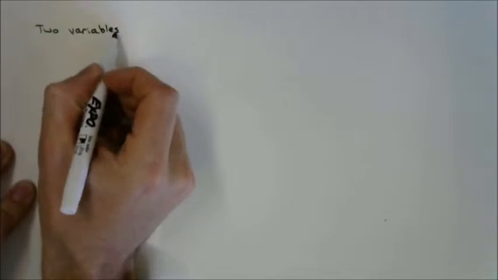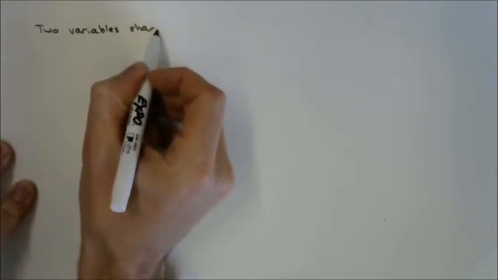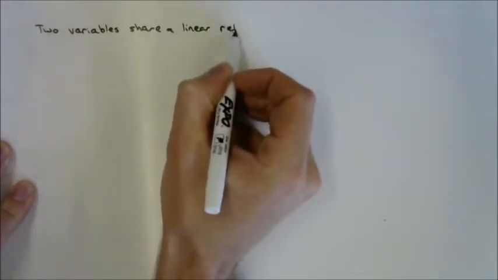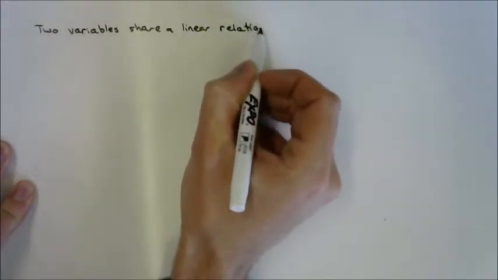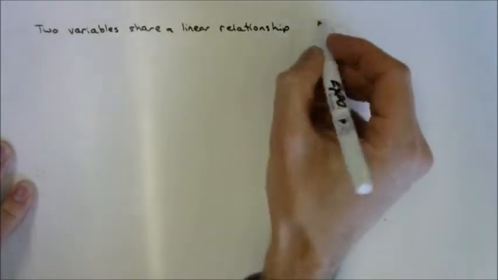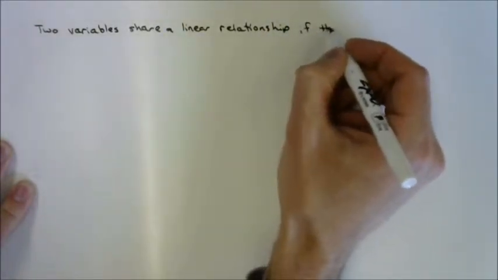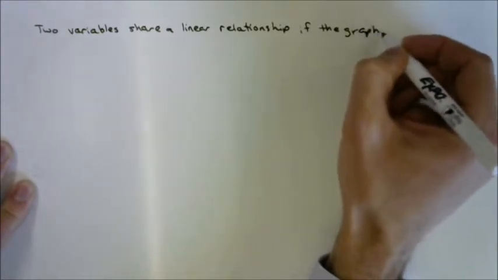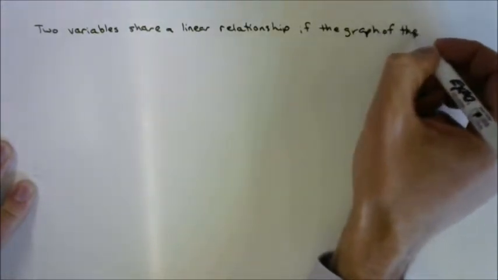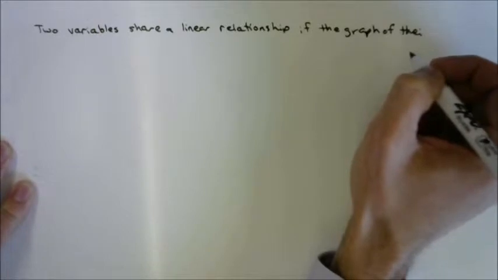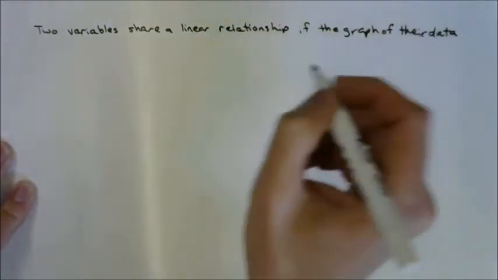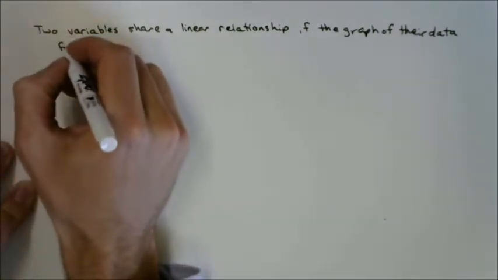Two variables share a linear relationship if the graph of their data forms a straight line.